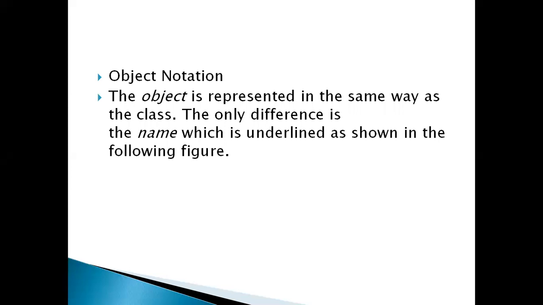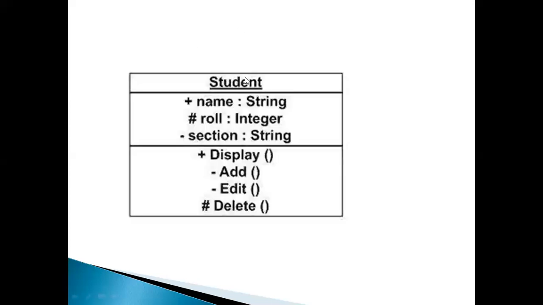The only difference is what? The name which is underlined, as shown in the figure. The name of the object is underlined here. See here, the name of the object is Student, which is underlined. In this way, we can distinguish between class and object. For a class, no underline. For an object, it is underlined below the object name.